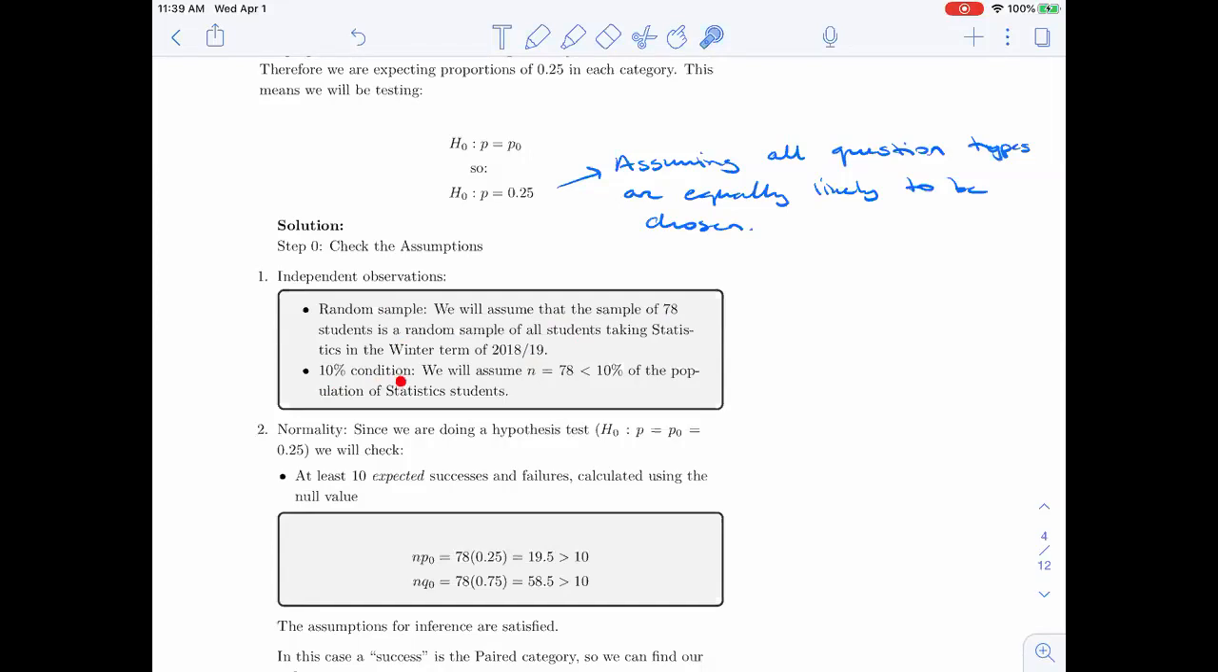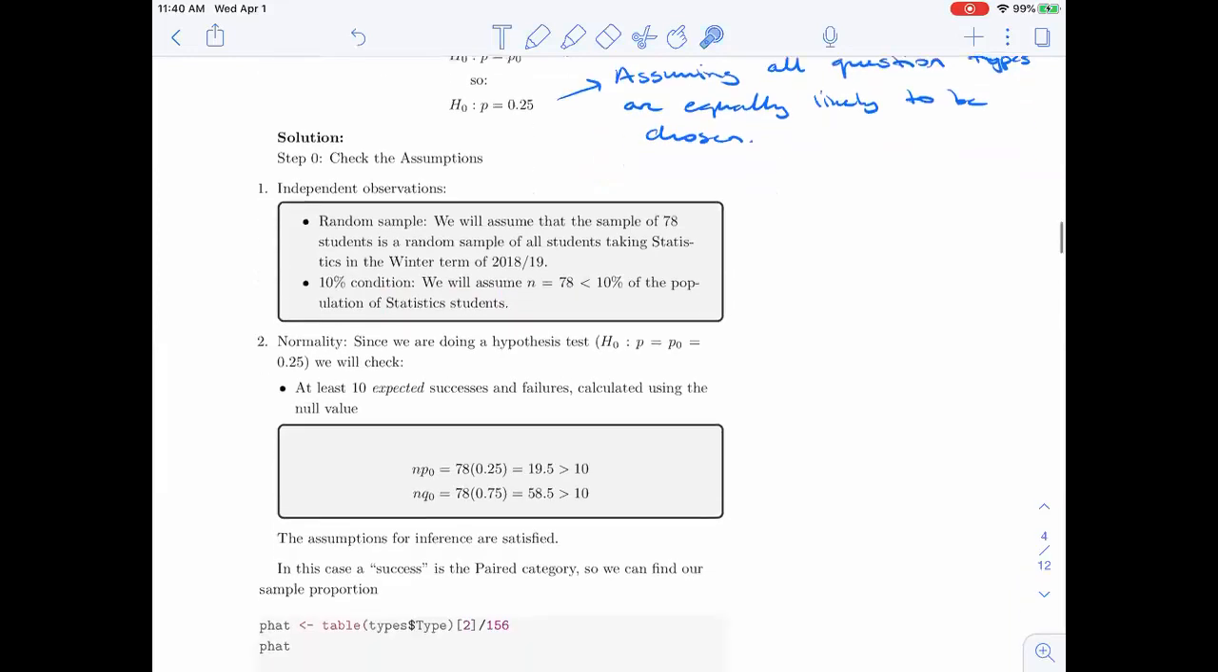Same thing with the 10% condition. We will assume that a sample size of 78 is less than 10% of the population of statistics students, right, at Okanagan College, presumably in the winter term of 2018-2019. Whether that's accurate or not, we don't really know, but it is something that we're assuming, right?